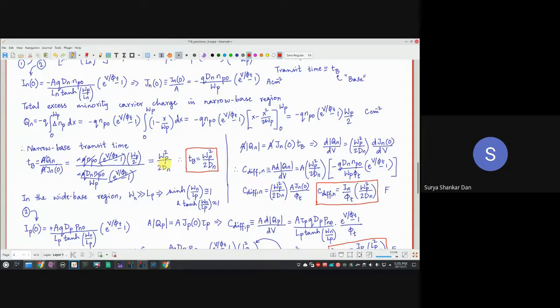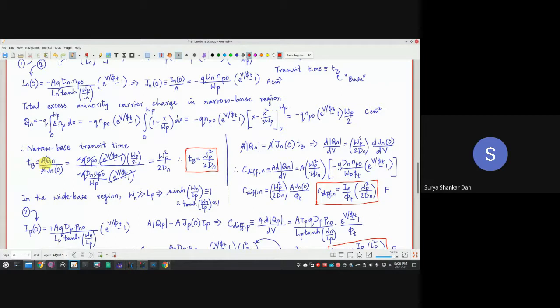All right, coming back over here. Whenever you are increasing the bandwidth for analog circuits or increasing the performance in digital circuits, you have to bother about this narrow base transit time, especially if you are doing BiCMOS. Now, what is the transit time? It is essentially a measure of how soon you can remove the charge inside the base region. The total excess minority carrier charge in the narrow base region is something we have found over here. That is Qn.